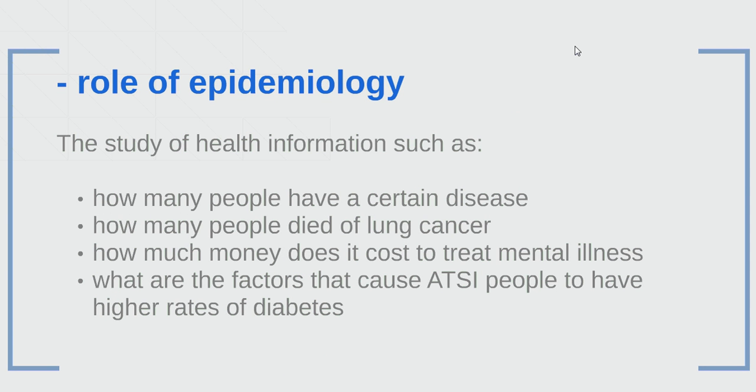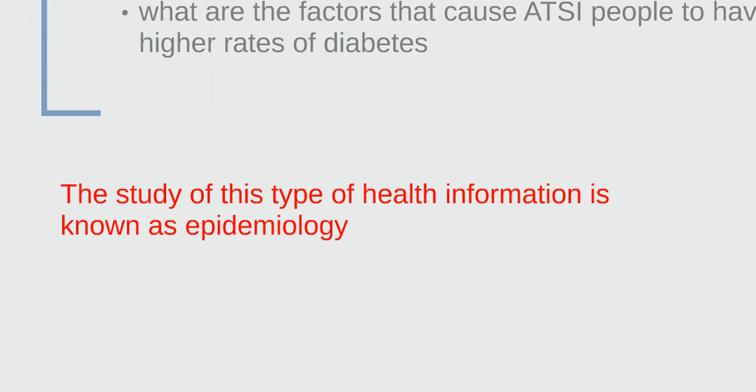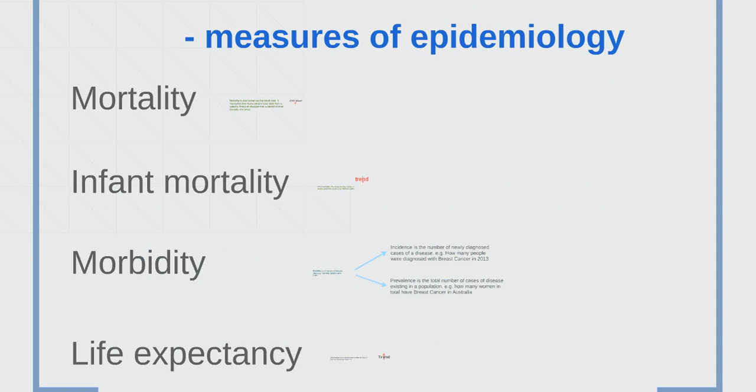Now, the role of epidemiology is the following. It can undertake some of the following points. It can help find out how many people have a certain type of disease. So, for example, how many people have cardiovascular disease in this country. It can tell how many people have died of a particular type of disease, e.g. lung cancer. It can also inform people of how much money it costs to treat mental illness, as an example. And it also can help determine what are the factors that cause Indigenous people to have higher rates of diabetes. So that is the role of epidemiology. This study of health information is known as epidemiology.